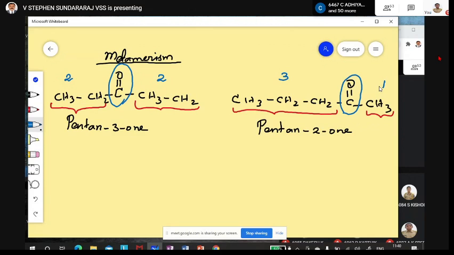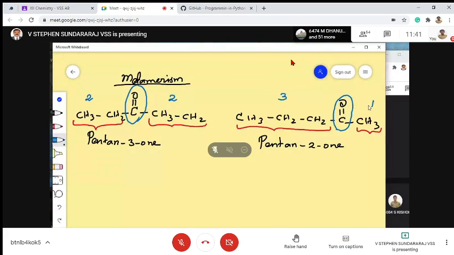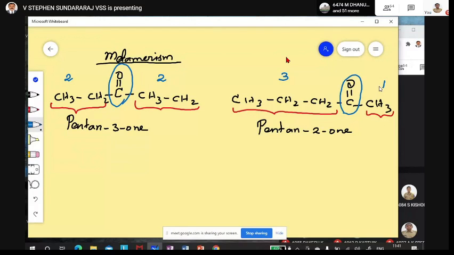What is the definition of metamerism? Same molecular formula but different structural formula, different compound, due to different distribution of carbon atoms on either side of the functional group. Note this down. Like that, you can write many more examples. Metamerism is shown only by ketones, not aldehydes.